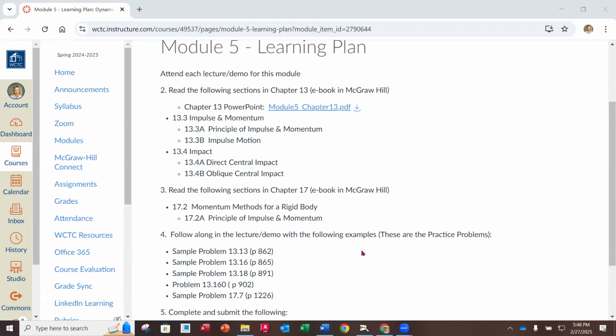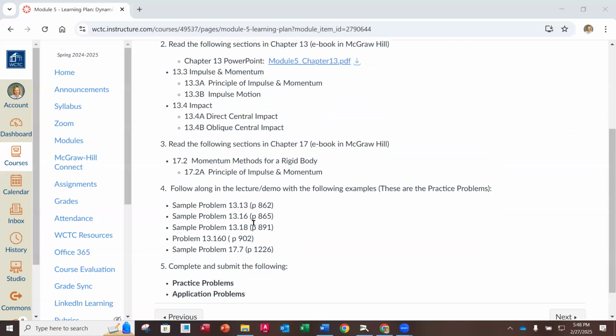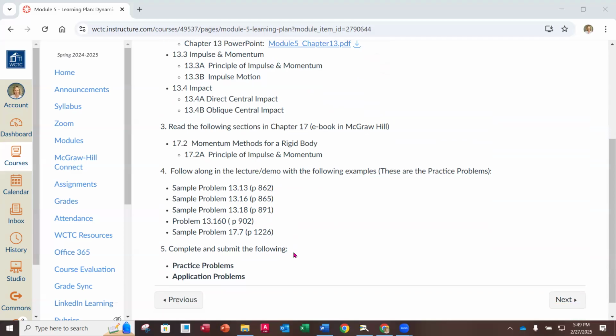Okay, so we are going to then be rounding out Module 5 with Chapter 17. The next time we will meet, we will be finishing up with 17. So we'll be spending two class times together on Module 5 for preparation for the application problems. You'll notice down here that we have some sample problems and another problem in Chapter 13 that are going to serve as our practice problems. These are the ones we're going to focus on getting through tonight, okay? And then we'll have a little bit of 17 left for the next time that we get together.